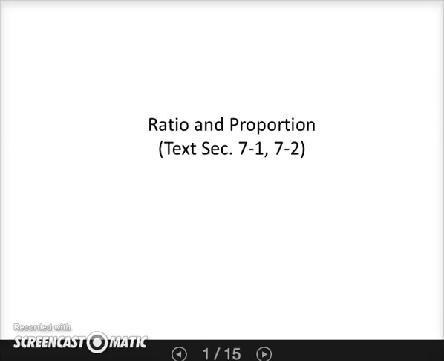This video is a review of the ideas of ratio and proportion, which is discussed in your text in sections 7.1 and 7.2.